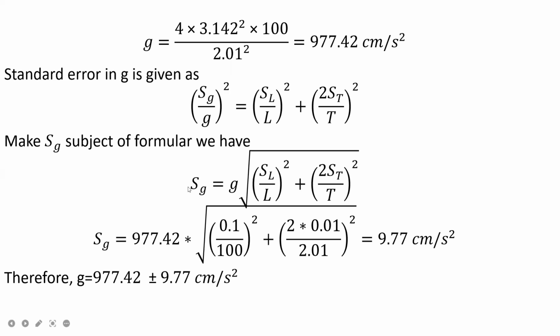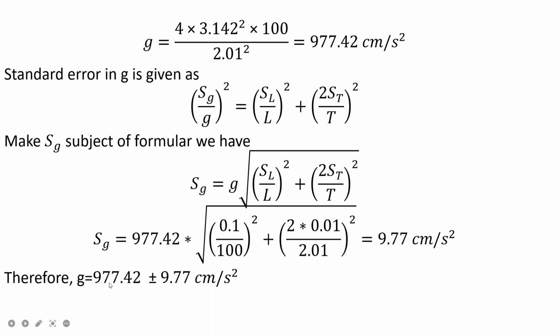Now, to make the standard error of G the subject of the formula, because that's what we're finding here, we take the square root of both sides, then multiply by the value of G. So we have G times the square root of standard error in L over L, all squared, plus 2 standard error in T over T, all squared. Now we input our standard error in L, which is 0.1, our value of L, which is 100, and our standard error in T, which is 0.01, divided by the value of T. The value of G we got earlier. On doing that, our answer will be 9.77 centimeter per second squared.